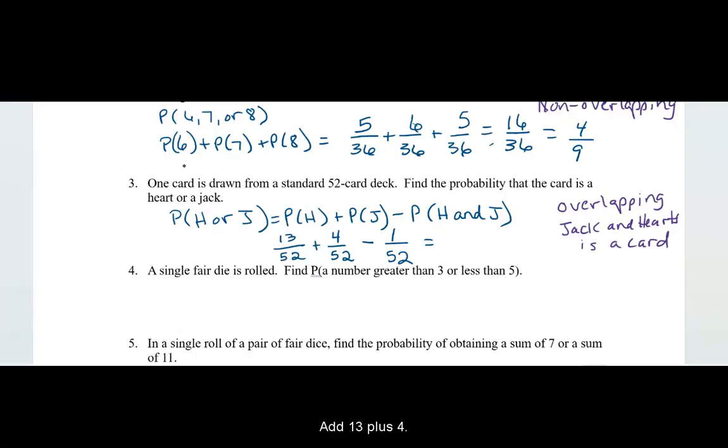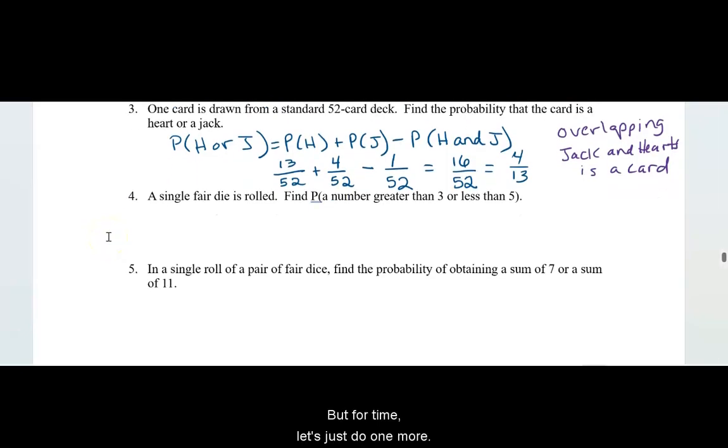All right, add 13 plus 4. That gives you 17 minus 1. That would be 16 out of 52 cards. All right, and again, you can reduce that by 4. And so that gives us 4 out of 13. Okay. Let's do one more. I have 2 on here, but for time, let's just do one more.